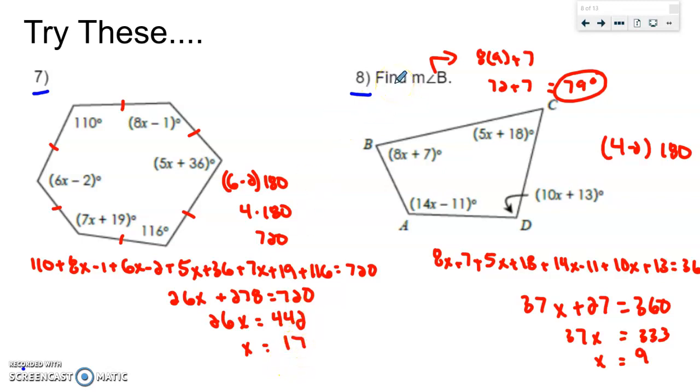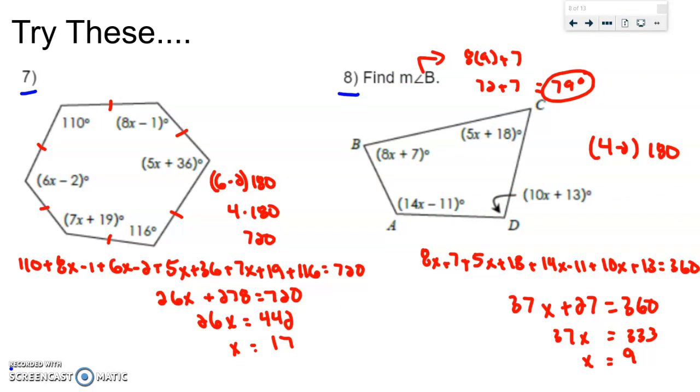In number 8, I was asking you guys to find what angle B was. Well, first you had to figure out what x was so that you could find out what angle B is. Because this is a quadrilateral, it has 360 degrees. If I add up all these angles together, I would get 37x plus 27 equals 360, which would mean that I would get x to be 9. Because we're trying to find angle B, I just plugged 9 in place of x to find that angle B was 79 degrees.